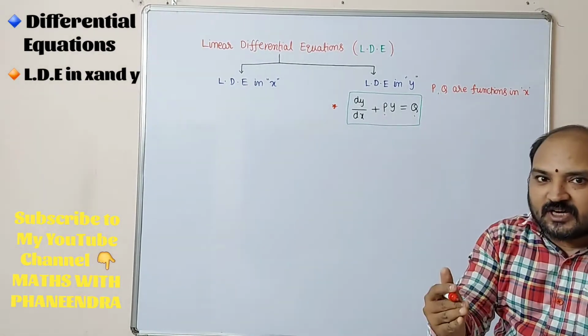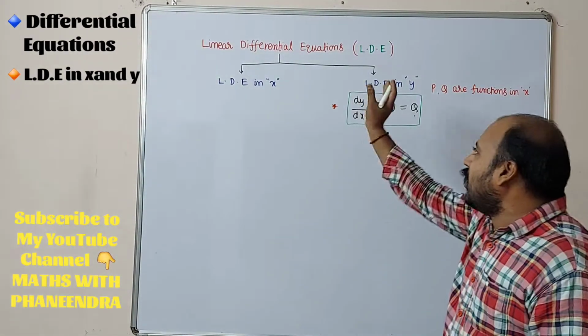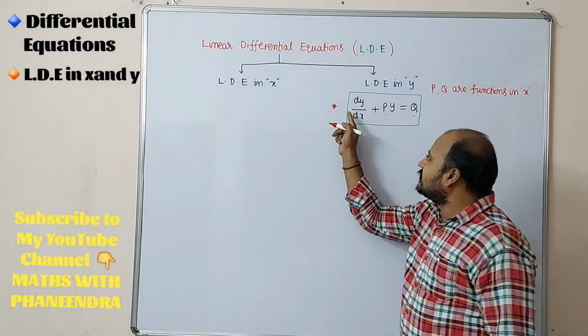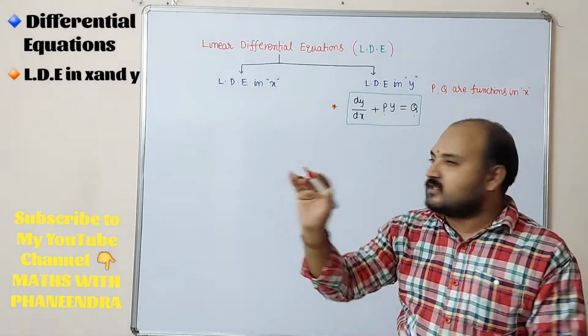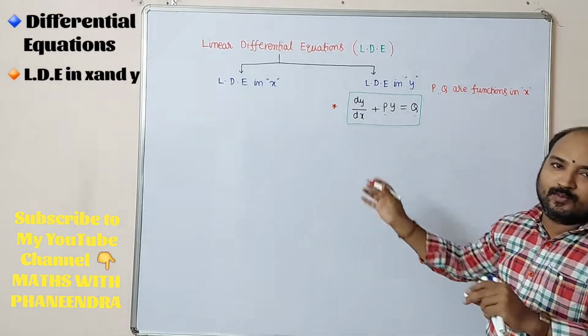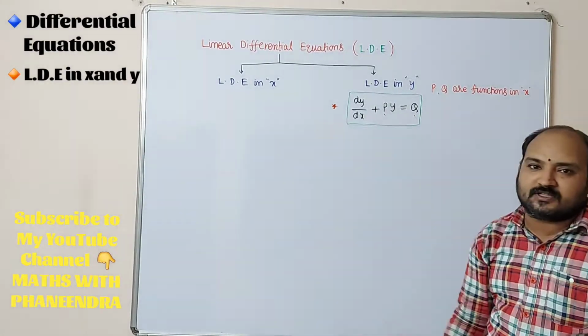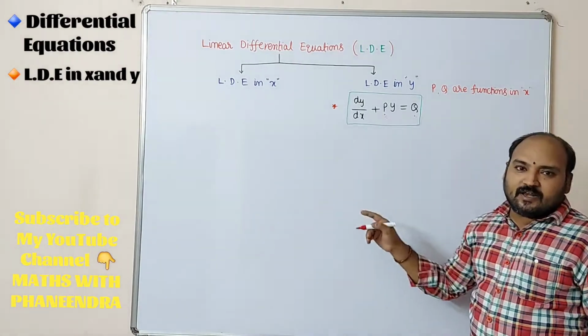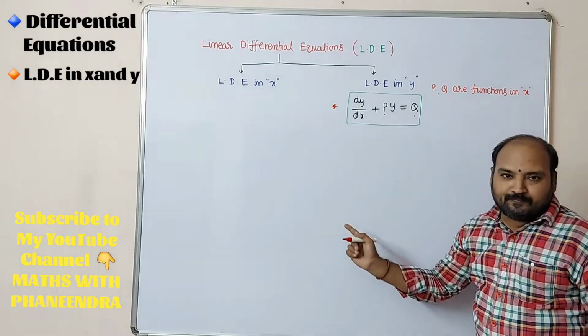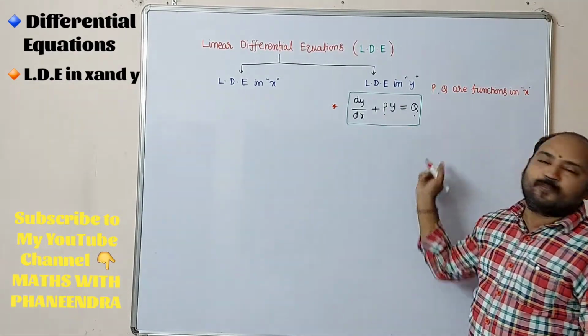Suppose the given differential equation is not in this form. Suppose (1 plus x square) into dy by dx is there, some function in terms of x in place of P, and Q in terms of x. Like this it is there. First you have to make it into this form and get the values of P comma Q.